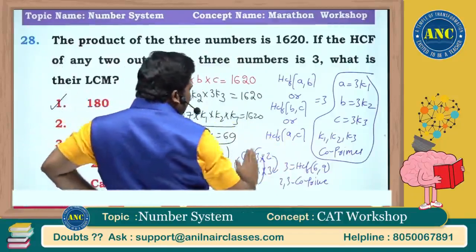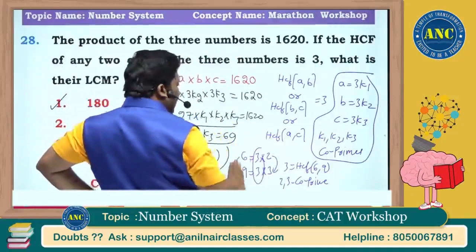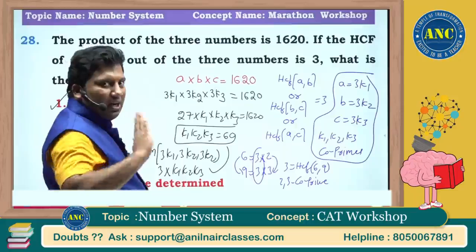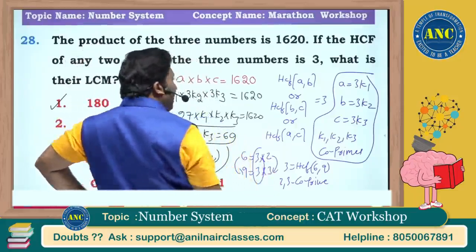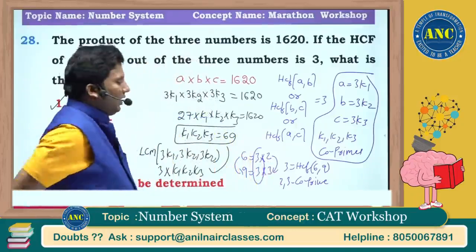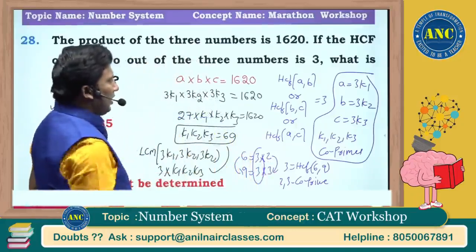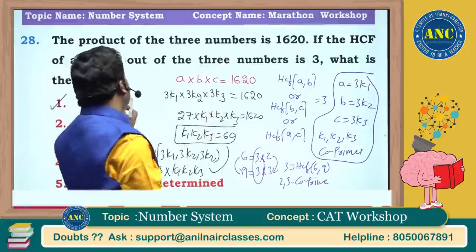Any numbers can be written as HK1 and HK2. For example, 3 into 2, 3 into 3: 3 is the HCF of 6, 9. What are the learnings in this question?